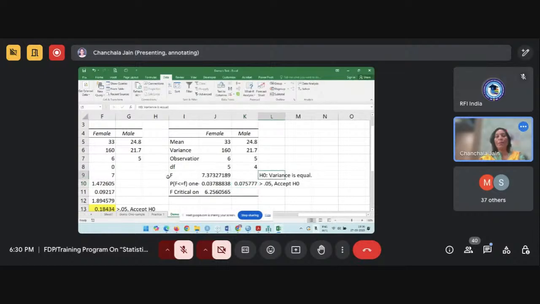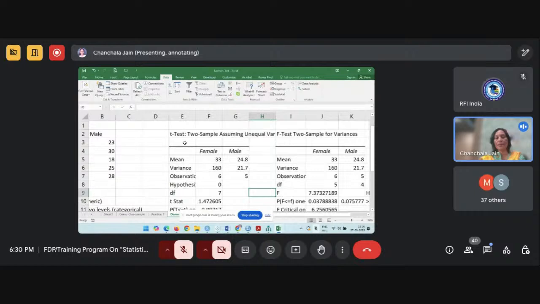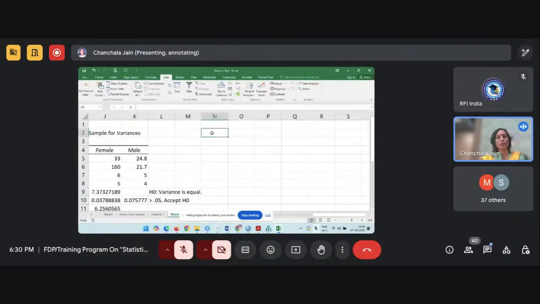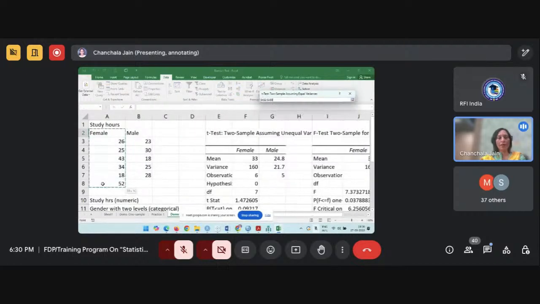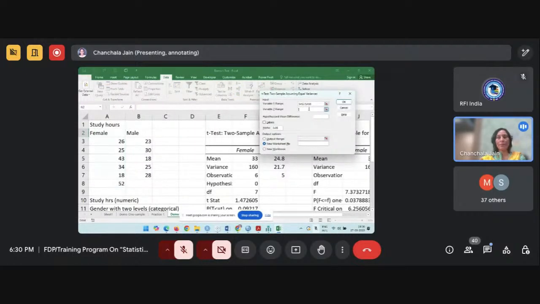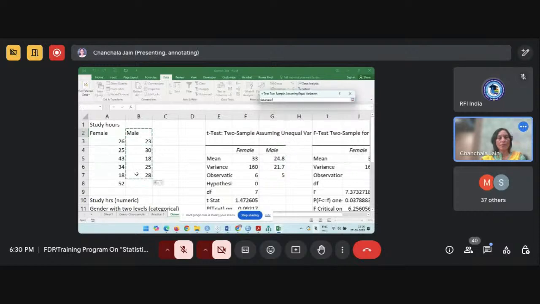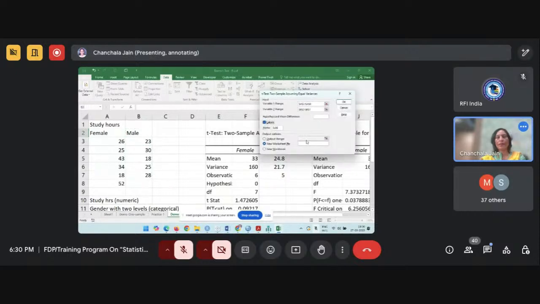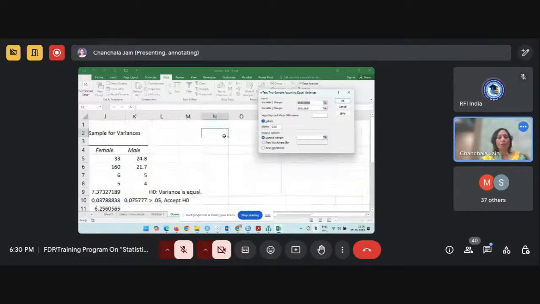But we have applied the unequal variance case, right? So now we need to apply the equal variance case. We'll go to the Analysis tab, select the equal variance option, and click on OK. Provide the range of the first sample, then the second sample, select the labels, and then select the output range, which is, suppose, this. Done.